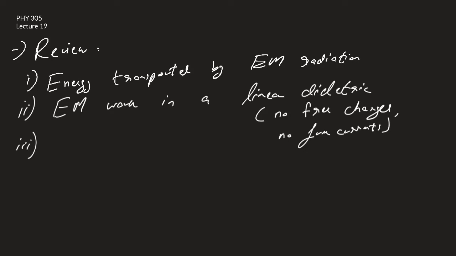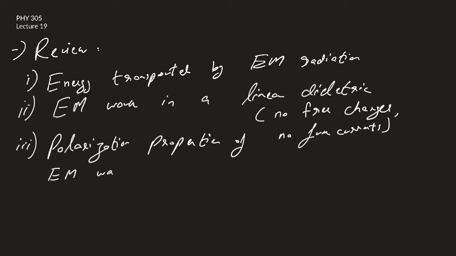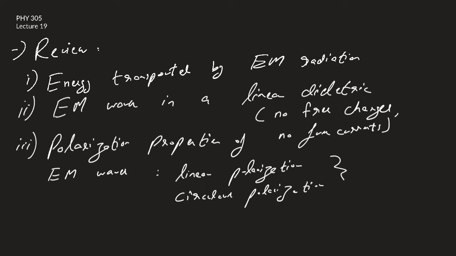And the third thing that we did was we looked at the polarization properties of electromagnetic radiations. And I hope you remember we did linear polarization, and we did circular polarization. And we saw how to express both of these in column vector form, or you just write them down as vectors anyways. So this is essentially a summary of what we did.